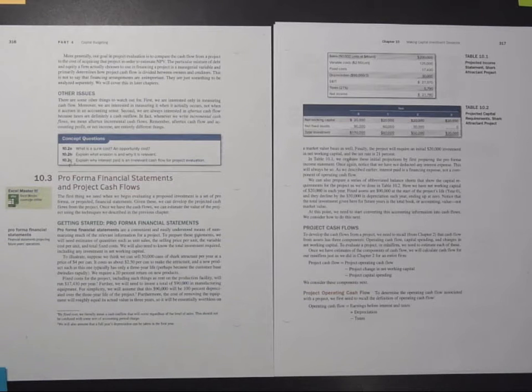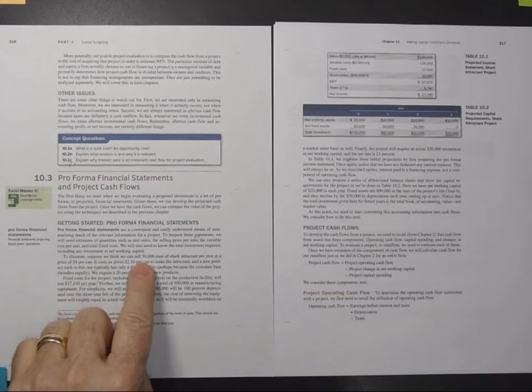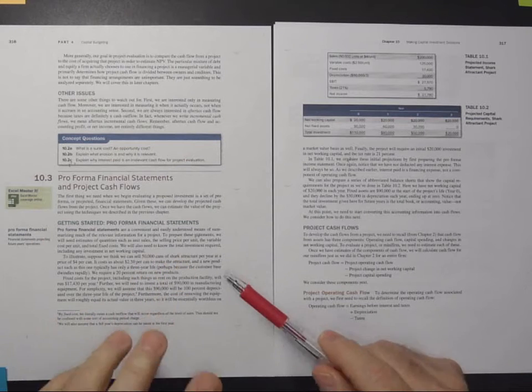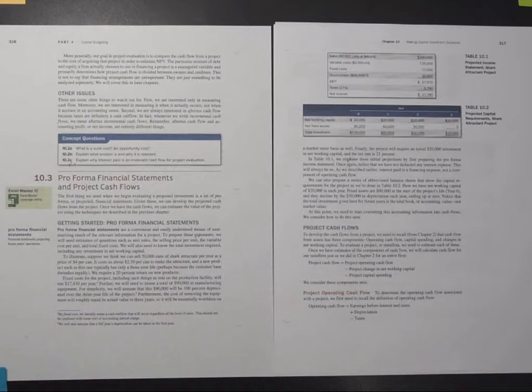Okay, let's take a look at section 10.3, Pro Forma Financial Statements and Project Cash Flows. So we have an example here. We have a company that thinks they can sell 50,000 cans of shark attractant per year at a price of $4 per can. Cost about $2.50 per can to make the attractant, and a new product such as this one typically has only a 3-year life. We require a 20% return on new products.